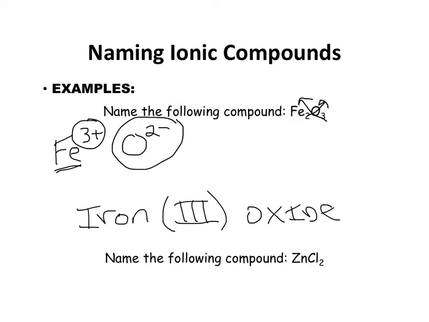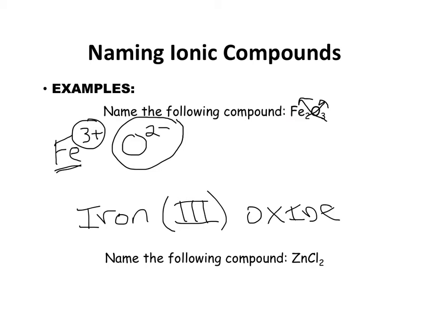Iron 3 oxide. We answered yes, it was multi-charged, so we crisscrossed up immediately. We checked the anion's charge, and then we wrote the name of the metal with the charge in parentheses, the Roman numeral, followed by the name of the nonmetal with an IDE ending. It's very important that you're constantly always asking yourself the question when you see a formula, is the metal multi-charged? That determines what you do. Let's look at another example.